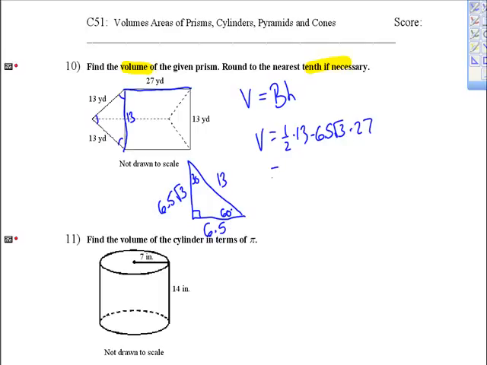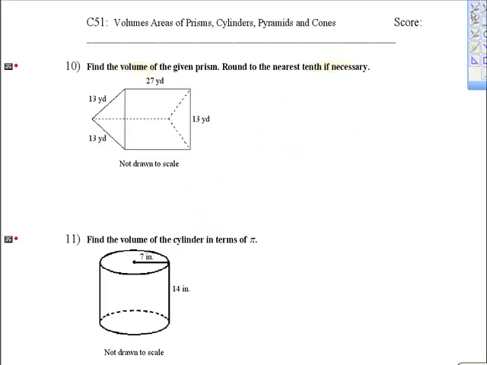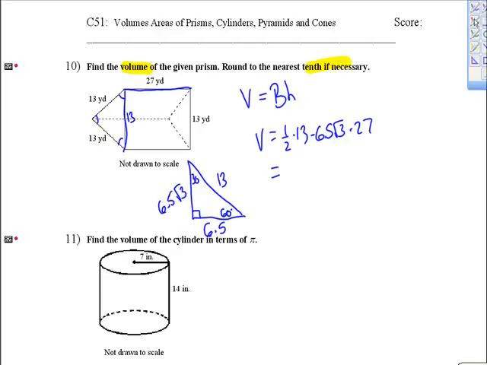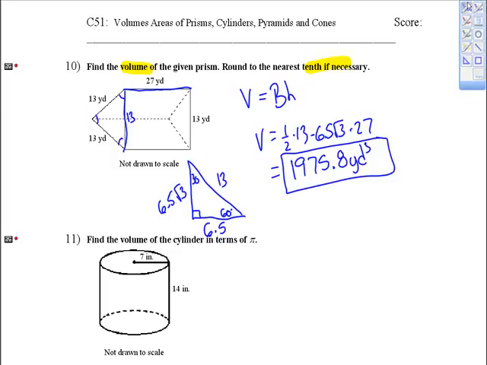So if I go ahead and multiply that out, what I get is about 1,975.8 cubic yards. Any questions here?